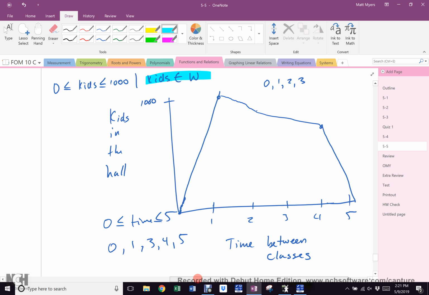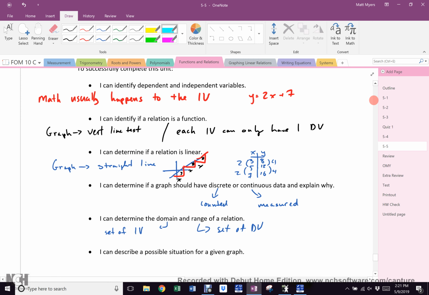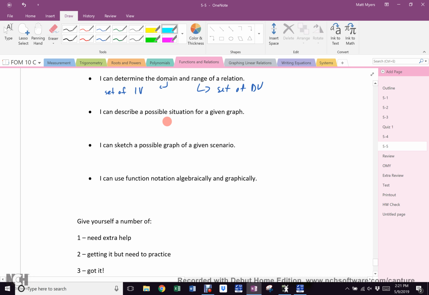All right. Everyone good with domain and range? Okay. Can everybody tell me a story about a graph? Like the bicycle question. You just did it on your review. Time, distance. I walked away from home. I forgot my wallet. I walked back towards home. Then I walked to school. Everyone can do that? All right.